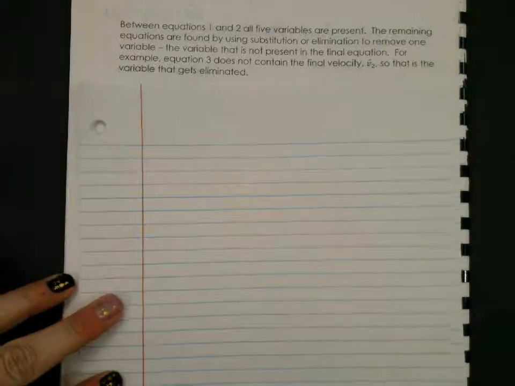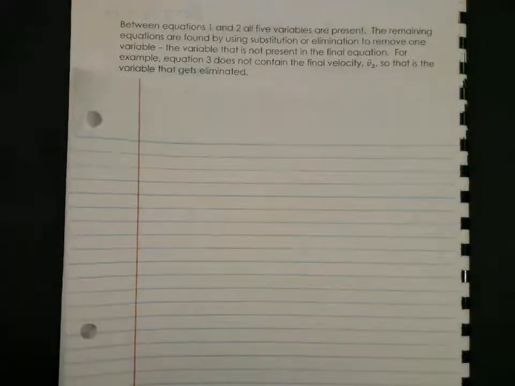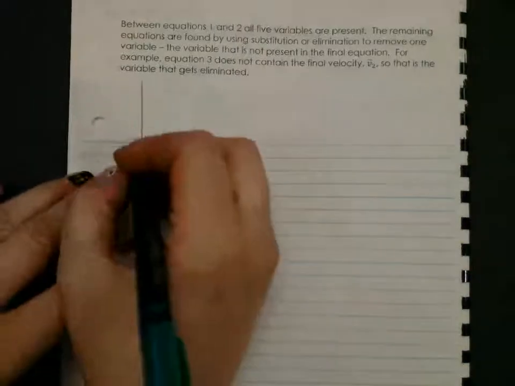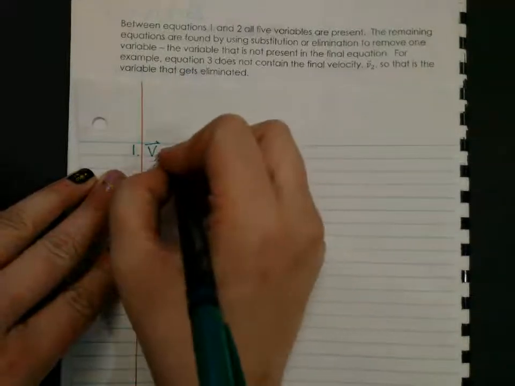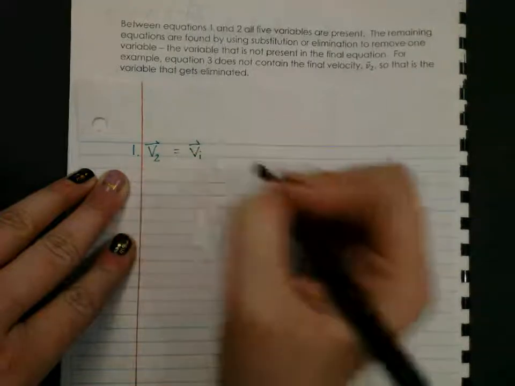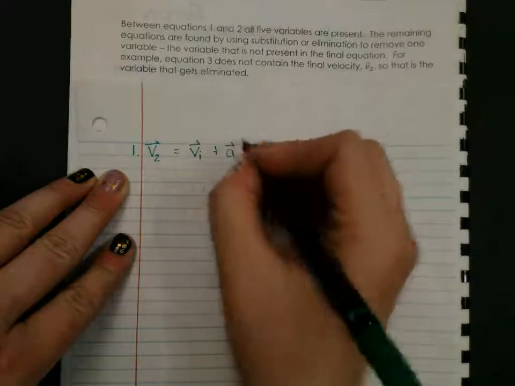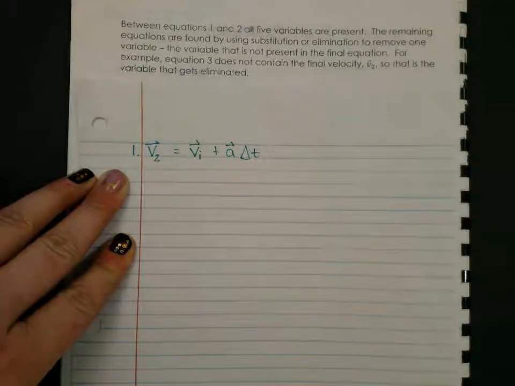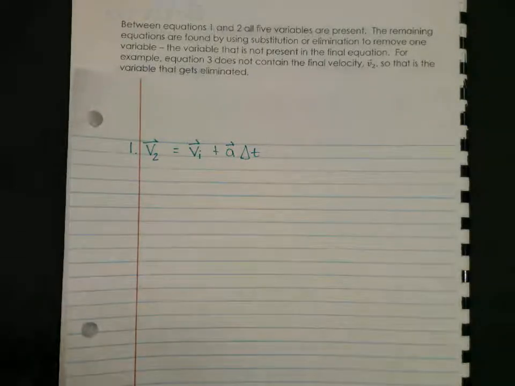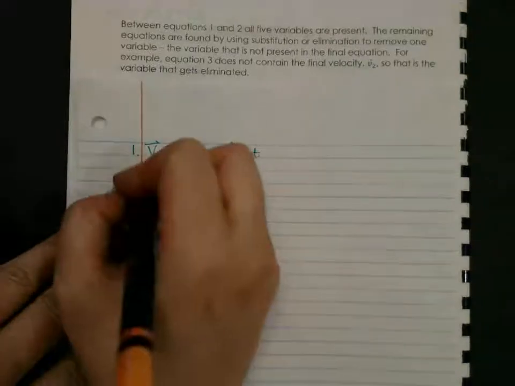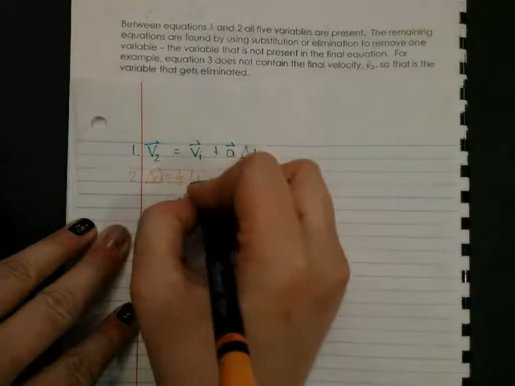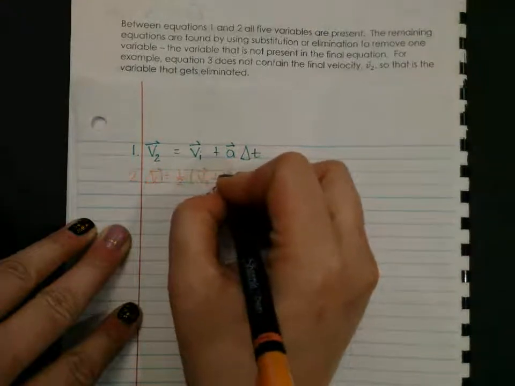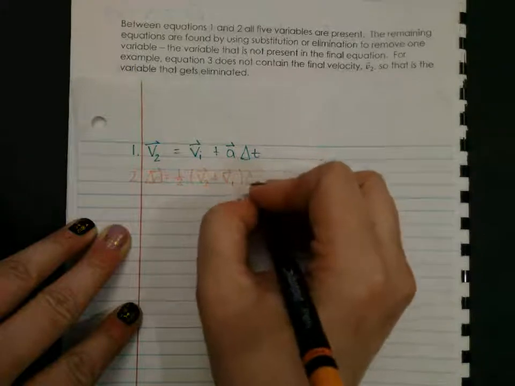All right, so I'm going to derive equations 3 through 5 all in one video because in equations 3 through 5, we're going to use 1 and 2 and manipulate them in order to solve for missing variables. So we have our first equation of kinematics, which is final velocity is equal to initial velocity plus acceleration times change in time. And we have our second equation of kinematics, which is that our displacement is equal to 1/2 final velocity plus initial velocity times change in time.